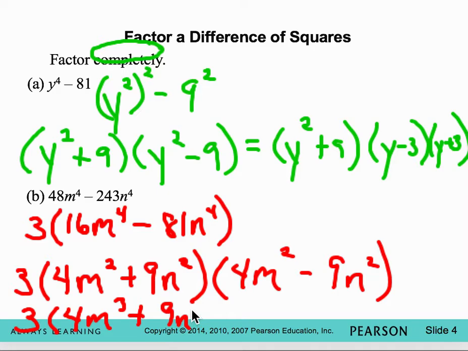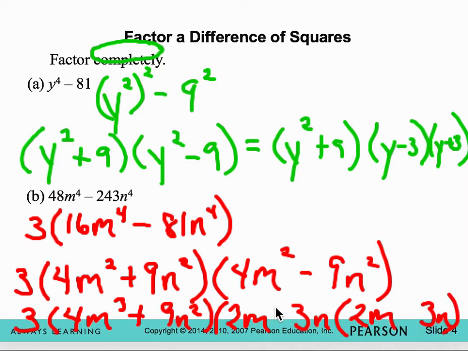But all of these are squares. 4 m squared, 9 n squared, and it has a minus. So that factors again. Square root of each one. So a 2m and a 3n. 2m, 3n. One gets a plus, one gets a minus. And now I don't have any exponents bigger than 1. The difference of squares.